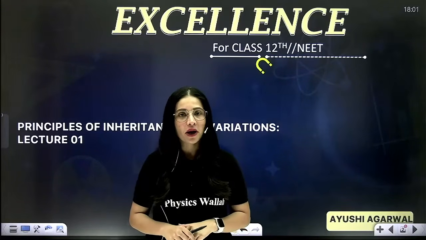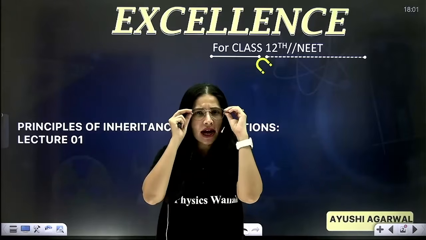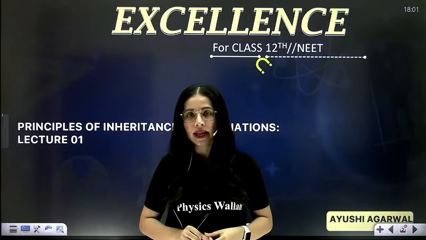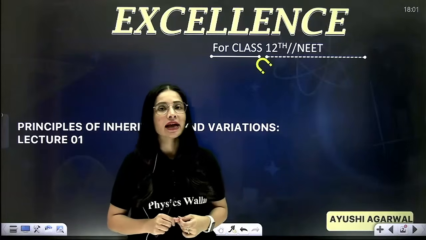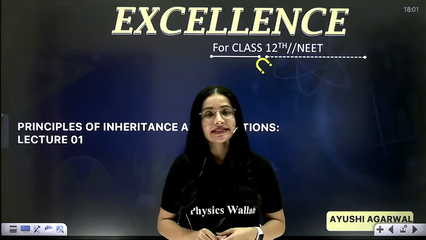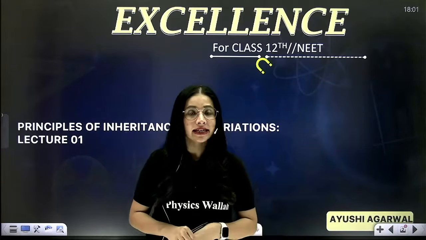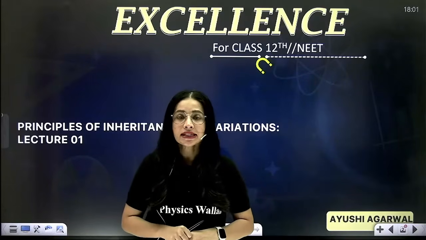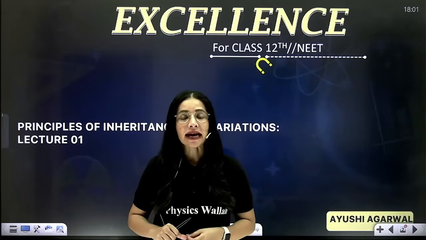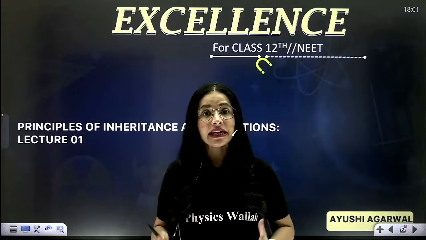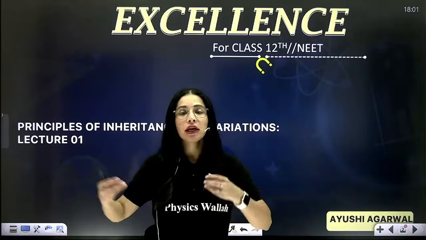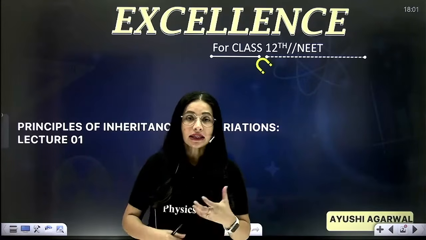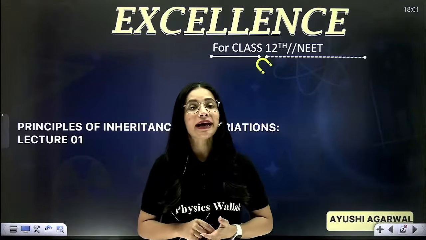So finally we are going to start with the new chapter of class 12th, a very important, tricky chapter, that is Principles of Inheritance and Variations. This chapter is also called Genetics Part 1. In this chapter, we are going to study the pattern of inheritance of genes, how genes are inherited from the parent to the offspring. What are the laws that genes follow while inheriting?